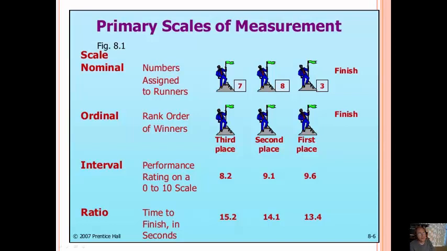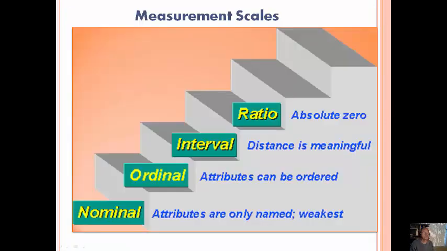So more on the primary scales, just a sort of interesting graphic I put here to explain the difference between scales: nominal, ordinal, interval, and ratio. And more on that. Nominal are attributes only named. They're the weakest. They're categorized.